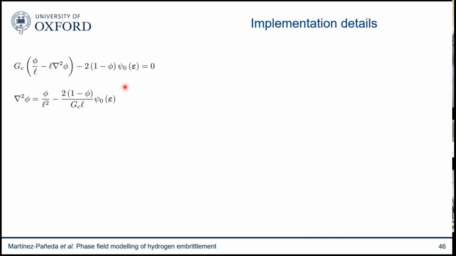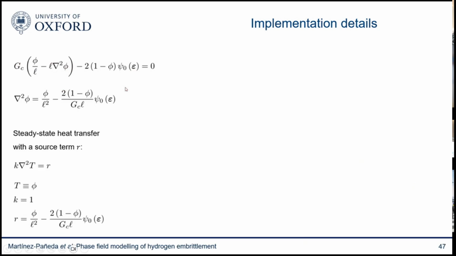I'm just moving things around. And then if I look at the equation for heat transfer under the steady state with a source term, you can see that it's very similar to what we have here. So I can find an analogy. I can think, okay, what if temperature is phase field? I define the thermal conductivity equal to 1, and I define the source term as this.